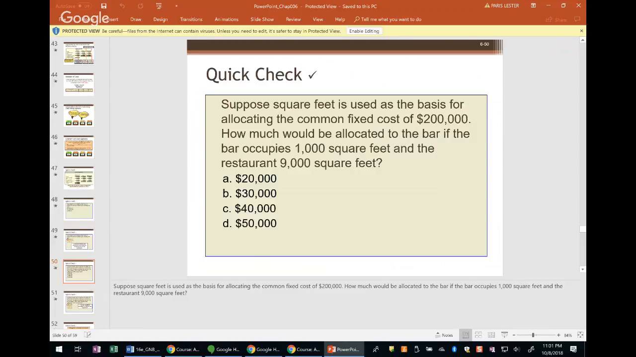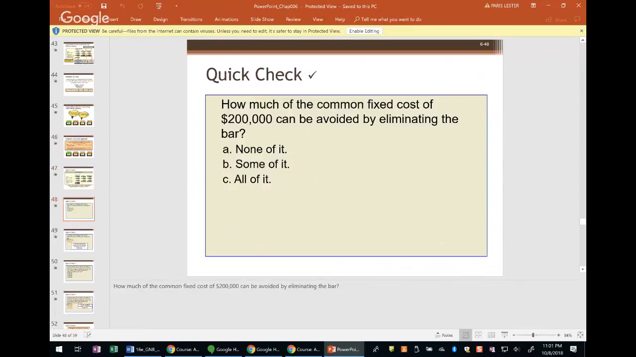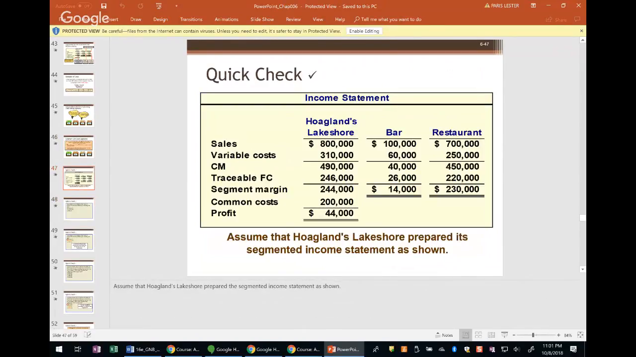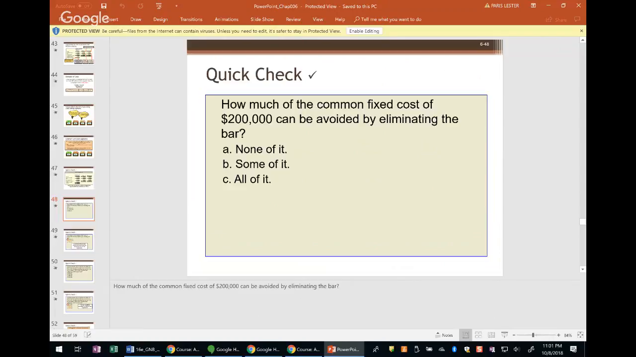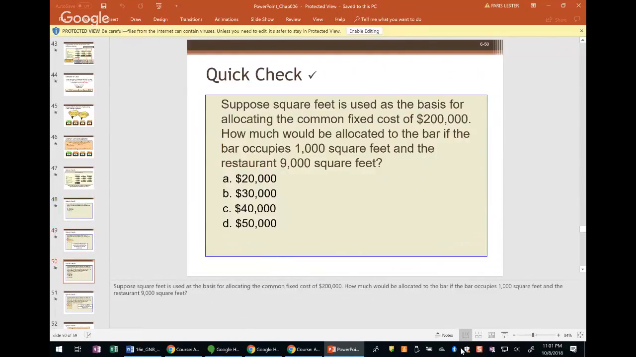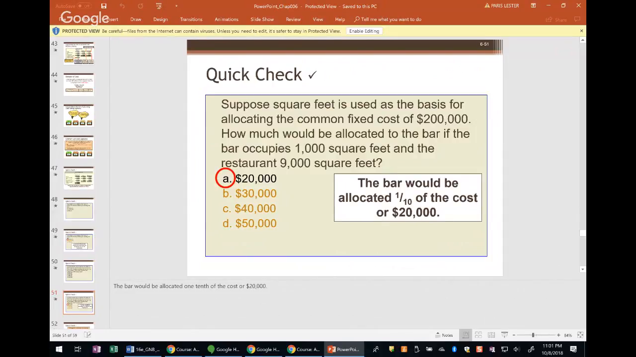Suppose square feet is used to allocate fixed cost. How much will be allocated to the bar if the bar occupies 1,000 square feet and the restaurant 9,000 square feet? Well, we know that adds up to 10. That'd be 1/10 and 9/10. Well, we can go back and look at, how much is the common fixed cost? 200,000. What is 1/10 of 200,000? All right, but probably answer A. All right, but I don't know what fixed cost you'll be getting rid of, even at 20,000. Maybe there'd be less cleaning, less fixed wages, less something.